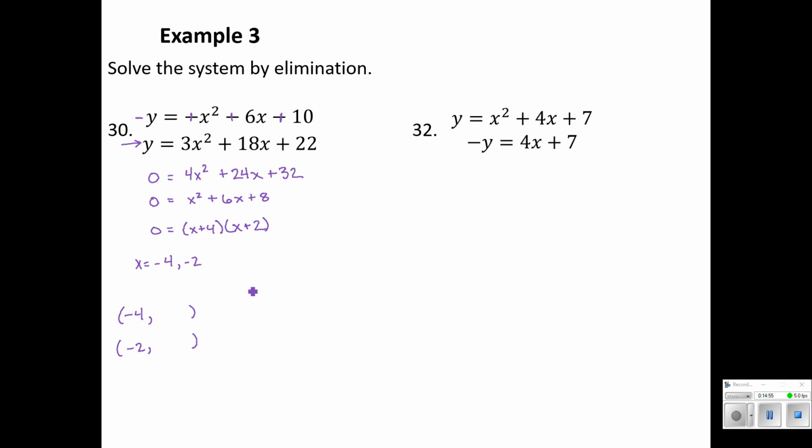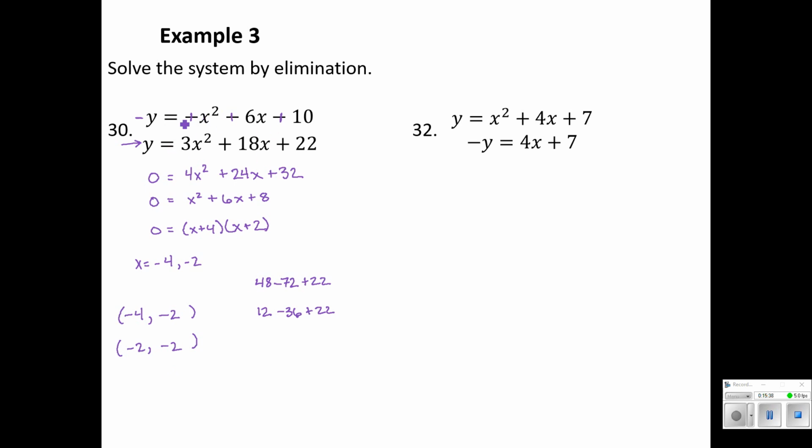If I plug in a -4, I get 3 times -4 squared. That's 3 times 16, 48, plus 18 times negative 4. 18 times negative 4 is negative 72, plus 22. Well, that's 48, and negative 50, that's a negative 2. Let's see what happens when we plug in a negative 2. What's our output there? 3 times negative 2 squared is positive 12, plus 18 times negative 2, that's minus 36, plus 22. So I've got, what, a negative 24 and a positive 22, negative 2. And again, this one is beautifully set up to check in our calculator.